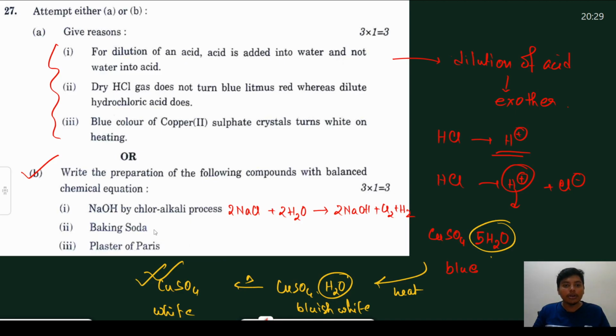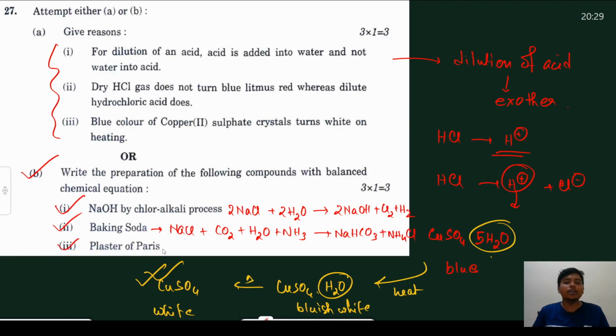What about the second equation? Baking soda. Baking soda means sodium bicarbonate, NaHCO3. So what is NaHCO3? NaCl plus CO2 plus water H2O plus NH3. What will it give? NaHCO3 plus NH4Cl, ammonium chloride. Clear? So this is the second equation.